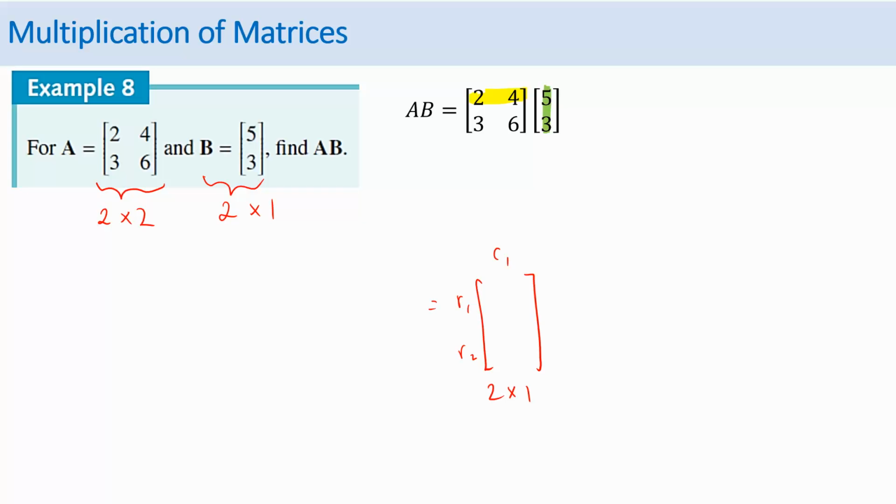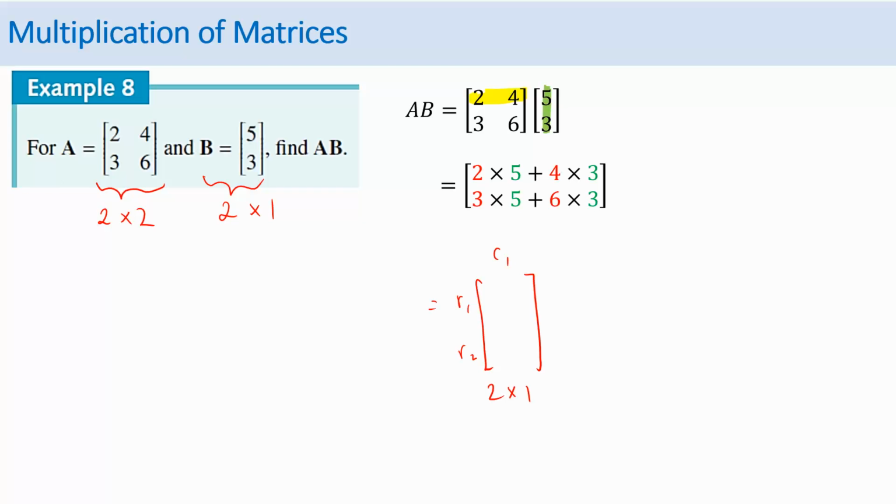So how do you multiply 2, 4, and 5, 3? It's based on its positioning. This is the first number of the first row. That's the second number of the first row. This is the first number of the column. This is the second number of the column. So you'll be multiplying the first with the first, second with the second. They have to correspond. So this is how it works. You're going to write down, and I color coded for you here.